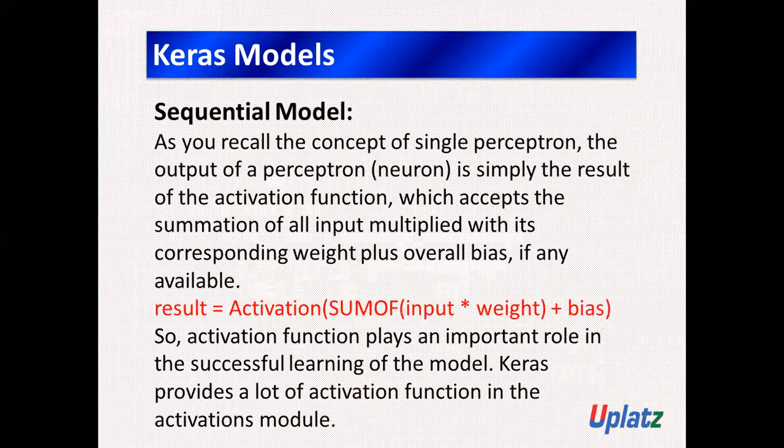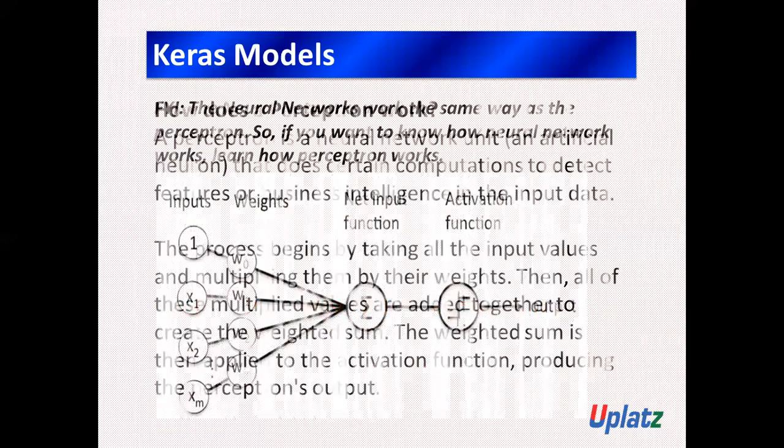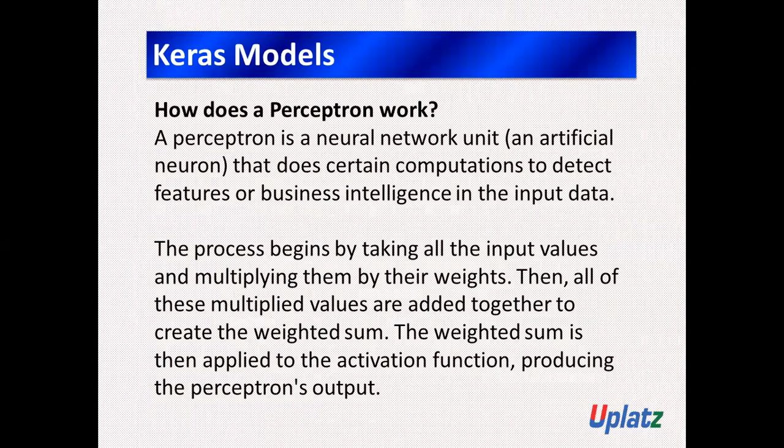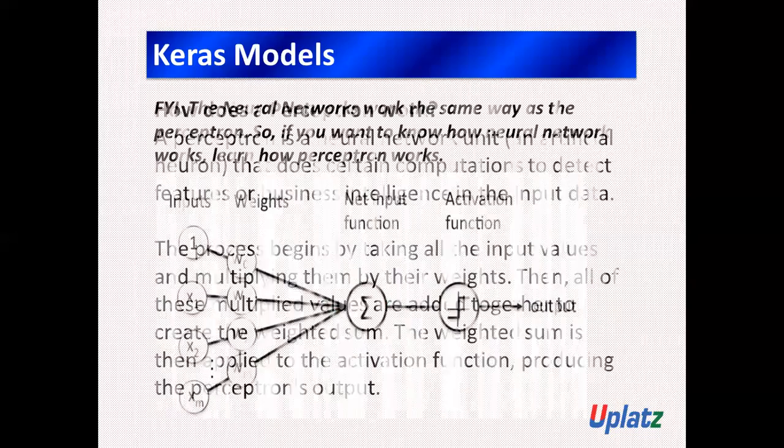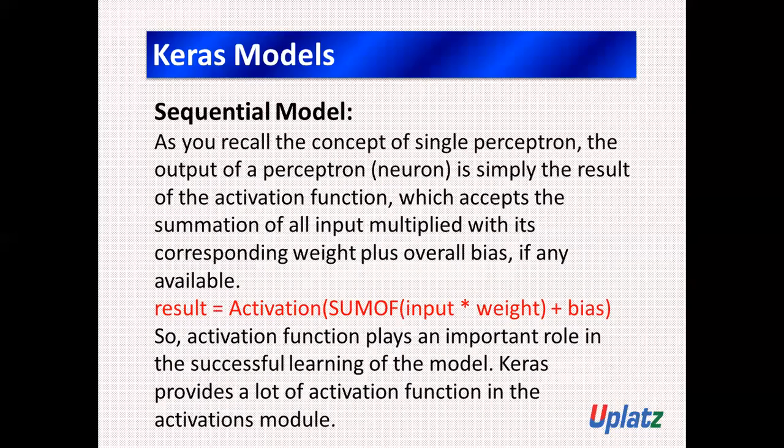As you recall the concept of single perceptron, at this point you might think, what is a perceptron? Hence I have shown you what a perceptron is here. A perceptron is a neural network unit, an artificial neuron that does certain computation to detect features or business intelligence in the input data. Okay. So as you recall, the output of the perceptron or neuron is simply the result of the activation function, which accepts the summation of all the inputs multiplied with their corresponding weights plus overall bias, if available. So sum of input multiplied by weight plus bias. Okay, so you're applying the activation function like this: the result is equal to the activation of the sum of input into weight plus bias.